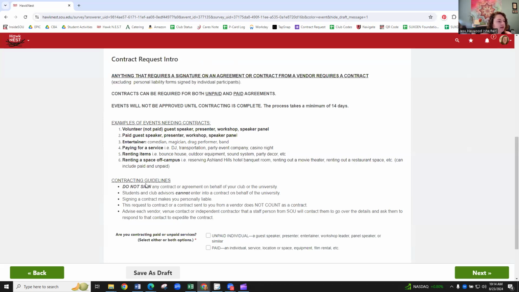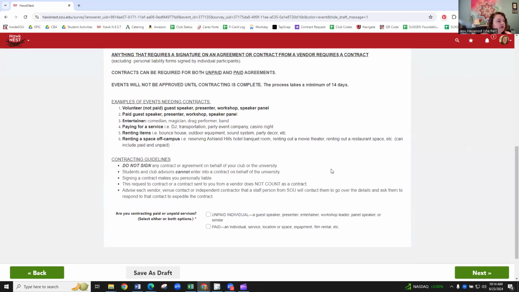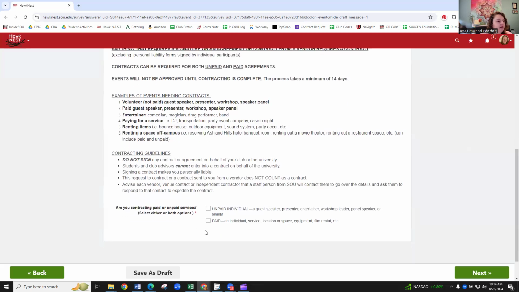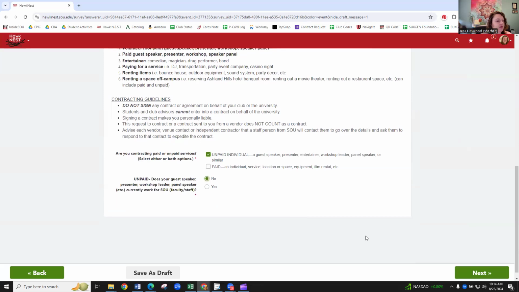So please read over this information carefully to determine whether you need a contract, and then click if it's paid or unpaid. If they are unpaid, the contract is a little bit simpler. If it's paid, we need to get a lot more information from them in order to complete that contract with them. So answer the questions that pop up.